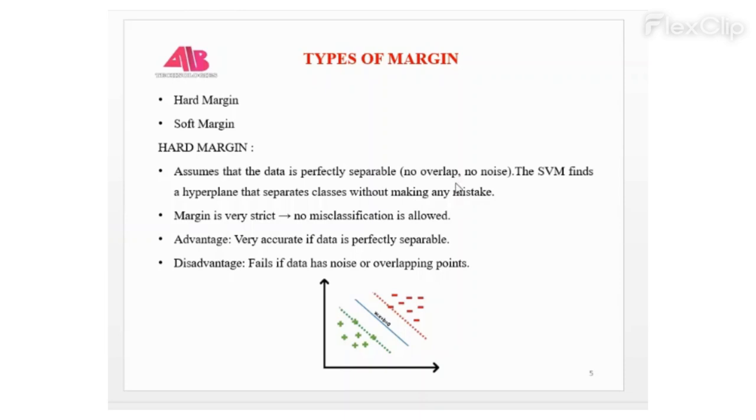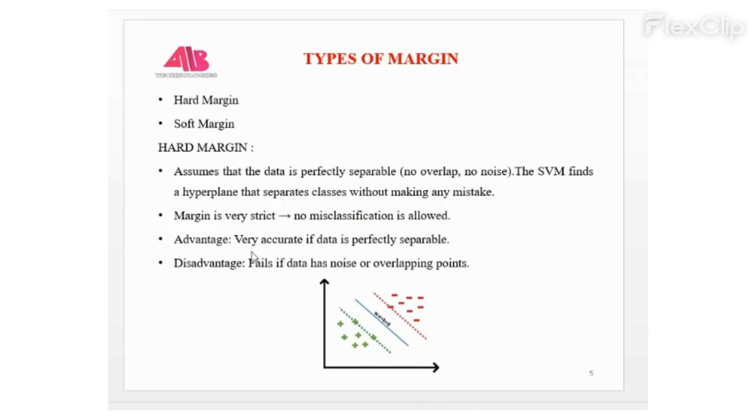So hard margin support vector machine is like trying to draw a perfect straight line between two groups of points. It works only when the groups are completely separated, with no mixing, no noise, and no mistakes. It does not allow even a single point on the wrong side. The margins must be clean and perfect.